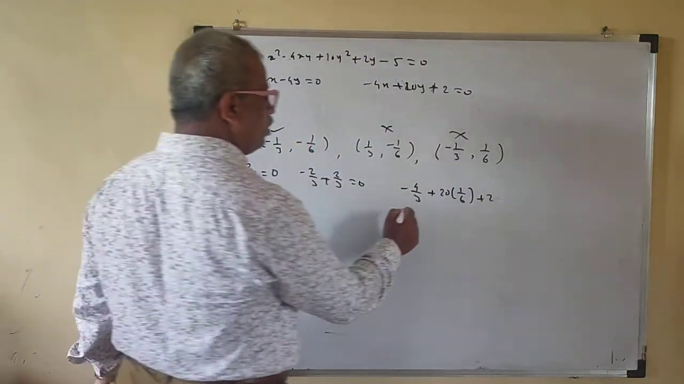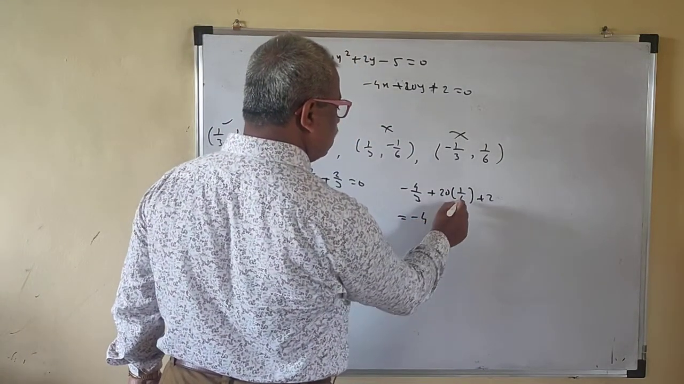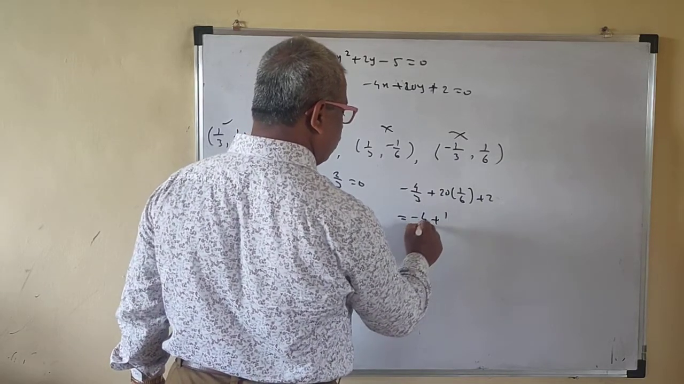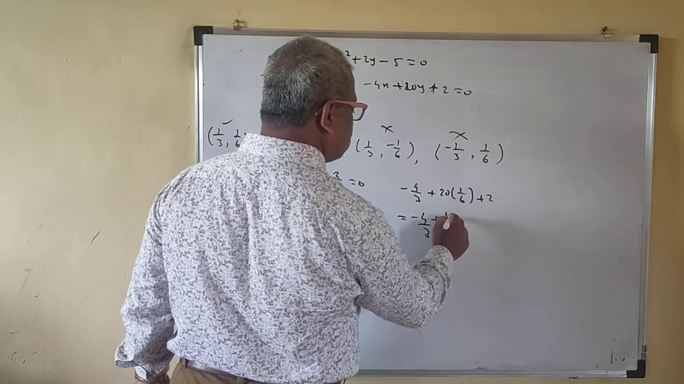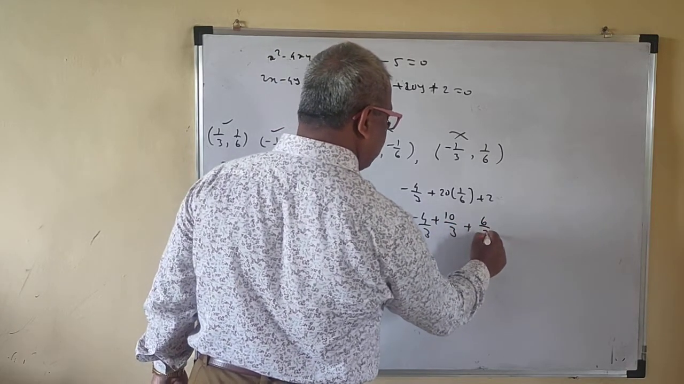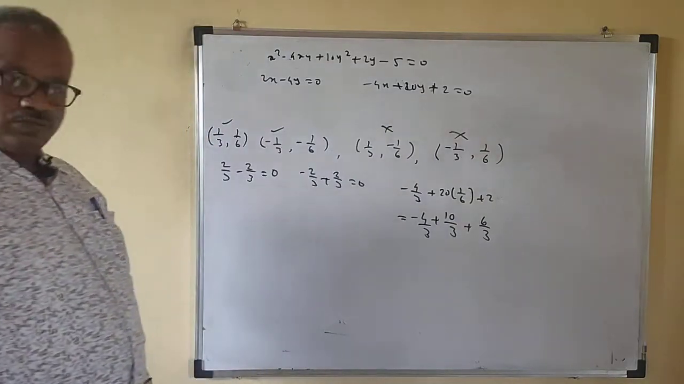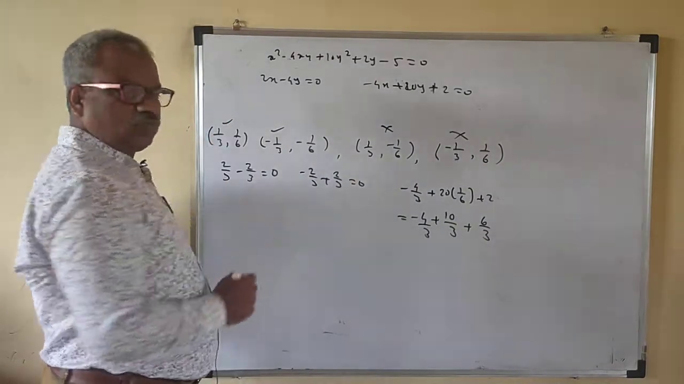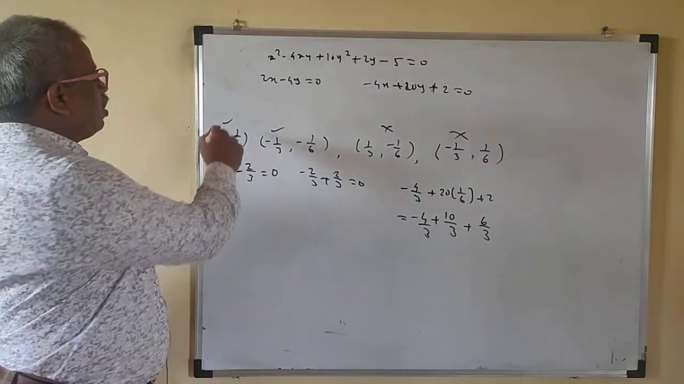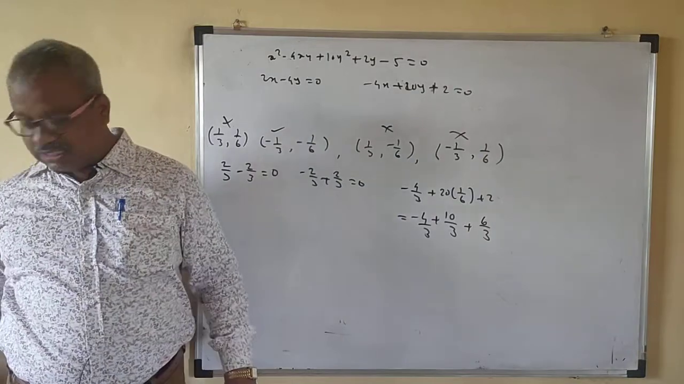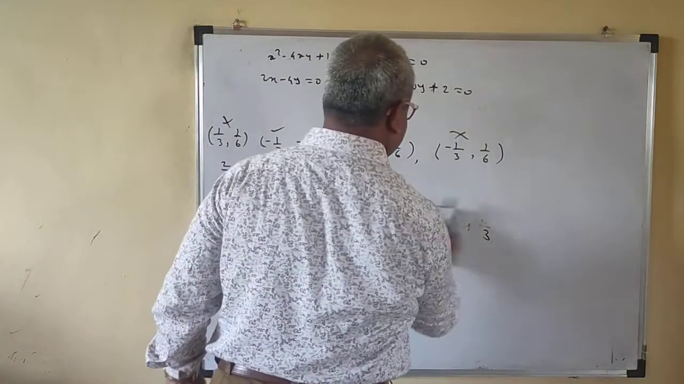So this is minus 4 by 3 plus 10 by 3 plus 6 by 3. Now these do not satisfy, so this is not the center. This will be the center then: minus 1 by 3, minus 1 by 6 is the center. You check that it satisfies this.